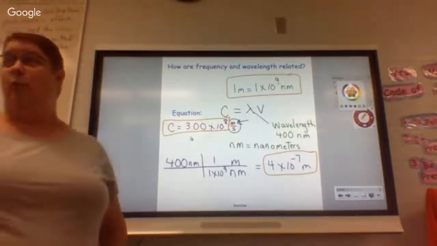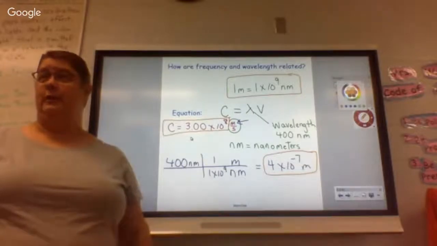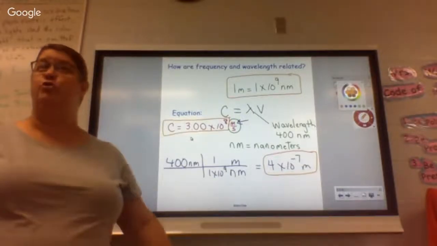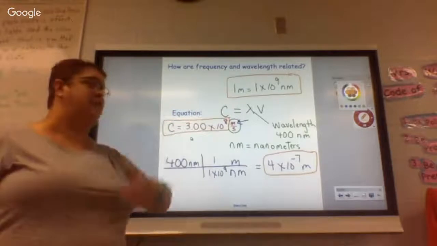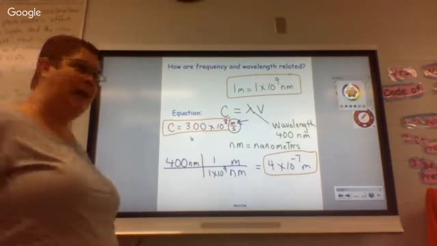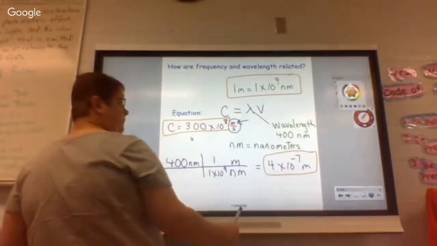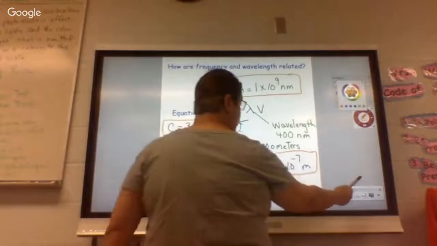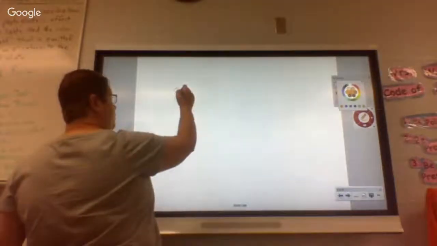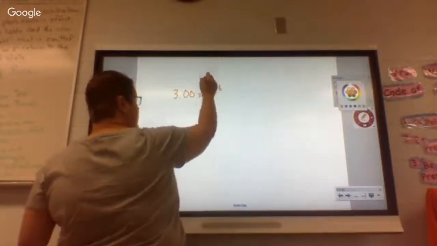Now, what if I want you to find the frequency? So what would you do now to find the frequency? Which letter stands for frequency? The V. So what do you do now? Plug it into the formula. So what's C? Speed of light. So we're going to plug 3.00 times 10 to the 8 in for the C, right?